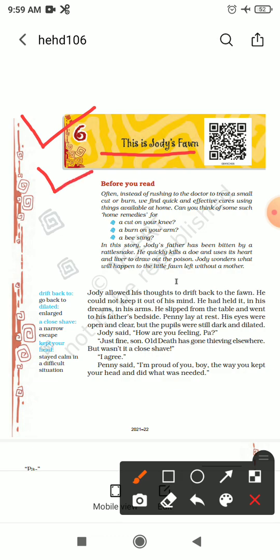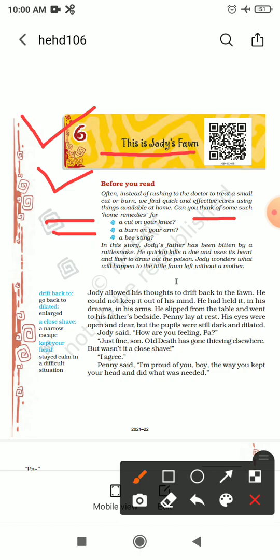Read to understand what the lesson is about. Often, instead of rushing to the doctor to treat a small cut or burn, we find quick and effective cures using things available at home. Can you think of some such home remedies for a cut on your knee, a burn on your arm, a bee sting? So often, instead of going to the doctor, we treat the small cut or burn at home only by using home remedies. So we have to tell home remedies for the given things.